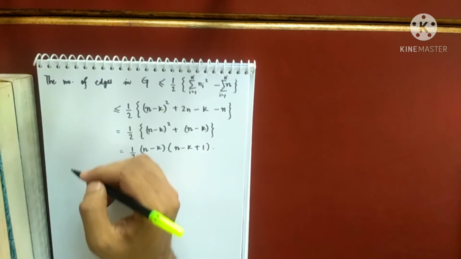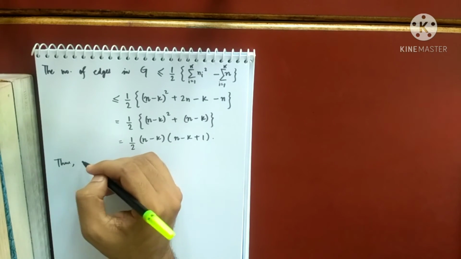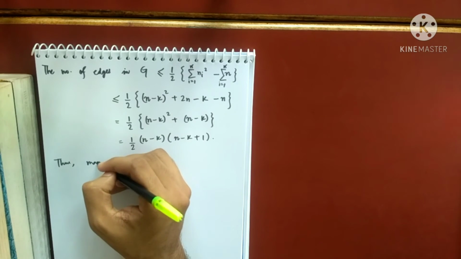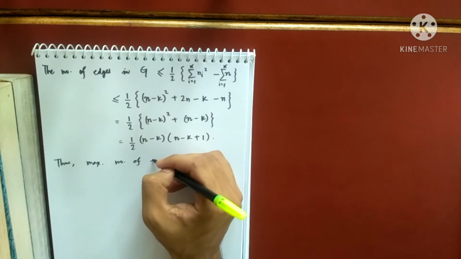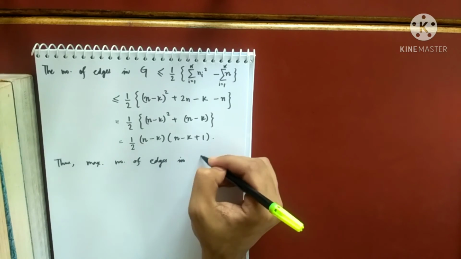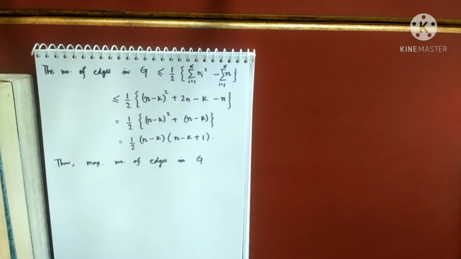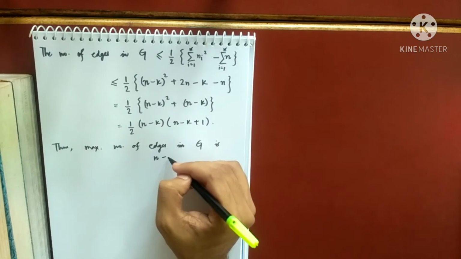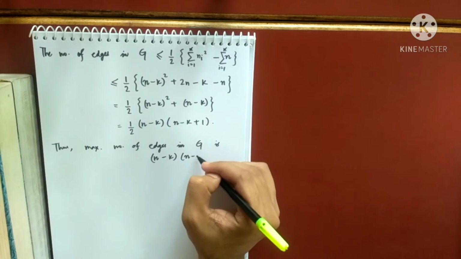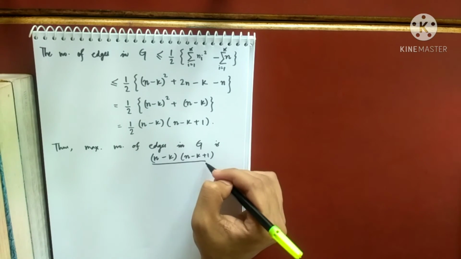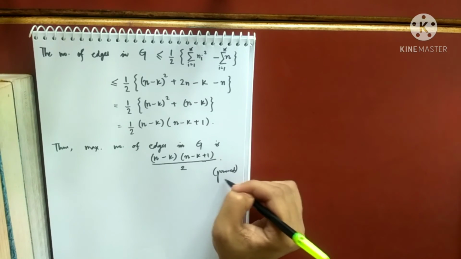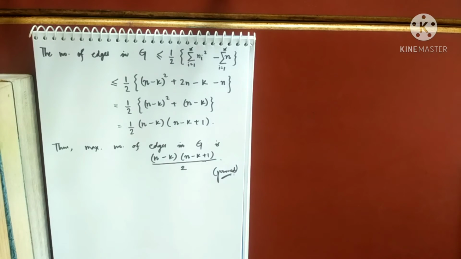So this is thus, you write the whole sentence: the maximum number of edges in G, because this is less than or equal to, so G cannot have more than this many edges. The maximum number of edges in G is n minus k plus 1. So this is my proof. So this was another very important theorem based on connectivity.